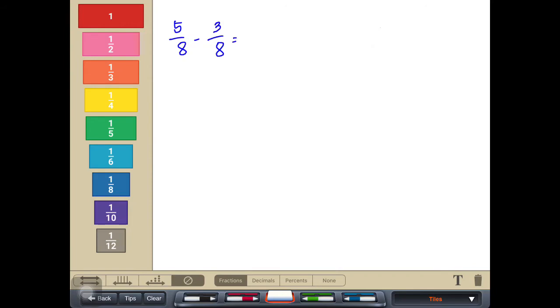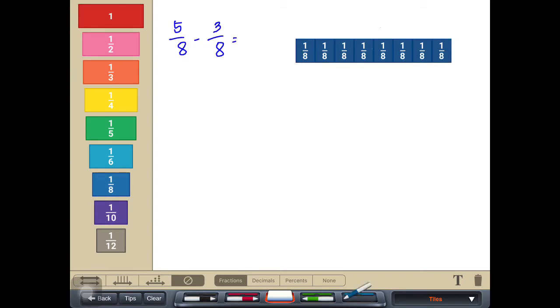So we want to subtract 5/8 and 3/8. So we have to show first 5/8 by dividing the whole into 8s and getting 5 of it. So that's 1, 2, 3, 4, and 5. So this is my 5/8. Now I want to remove 3/8 from it. And the 3/8 is right here.